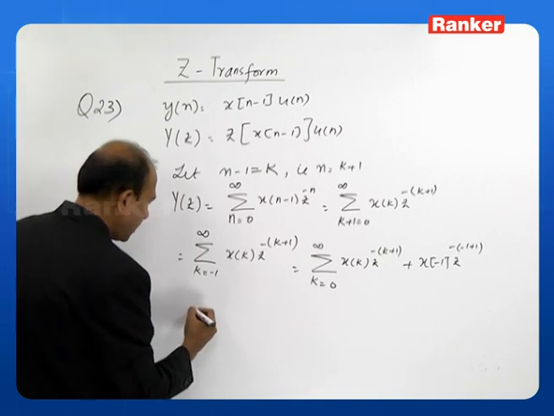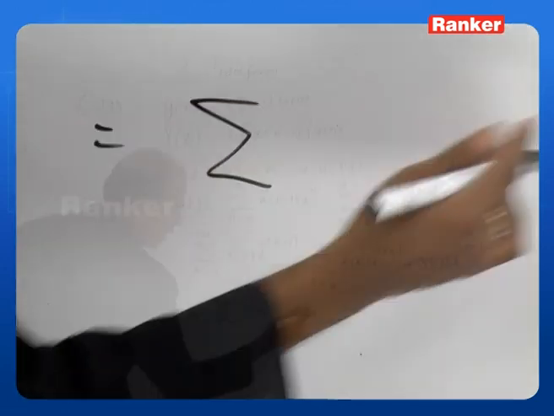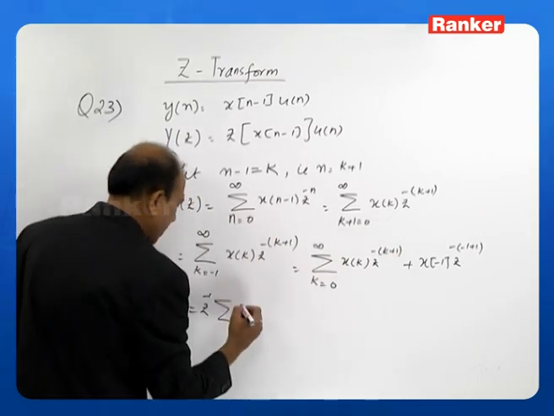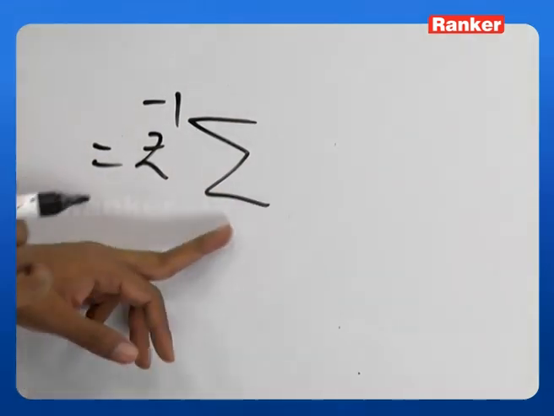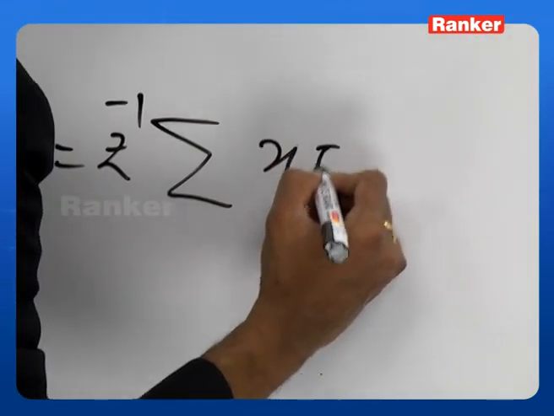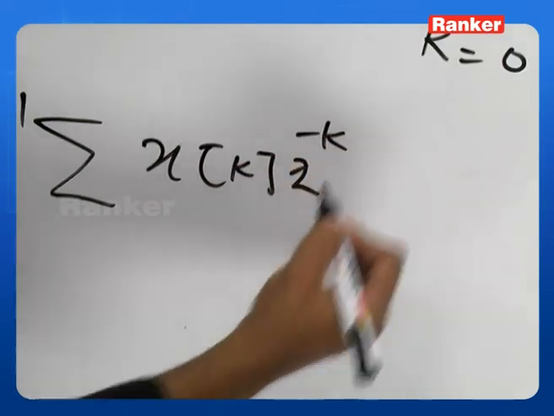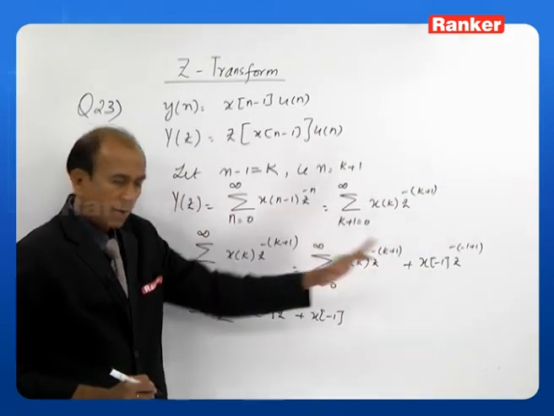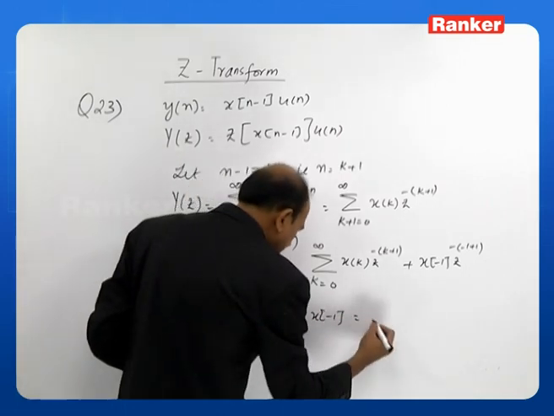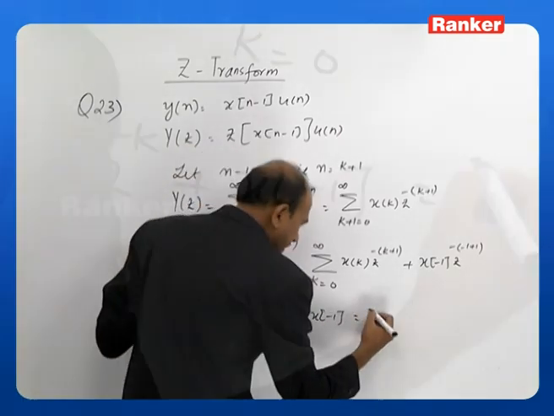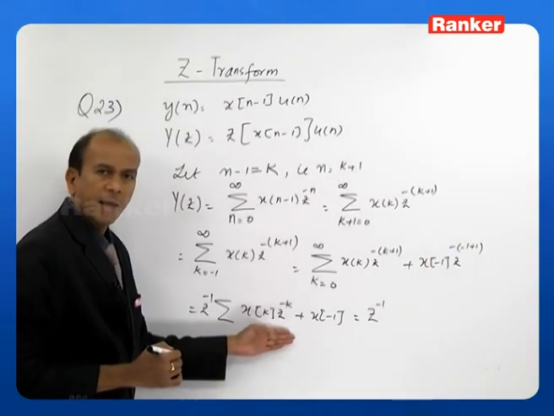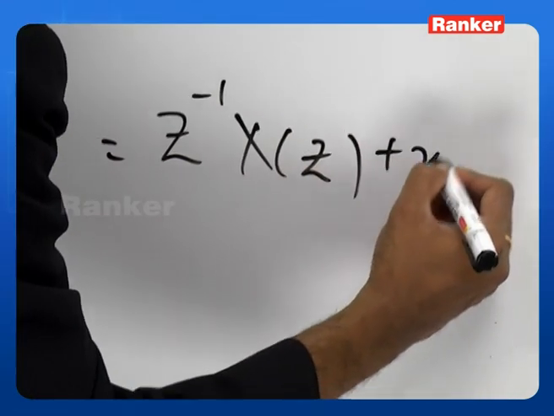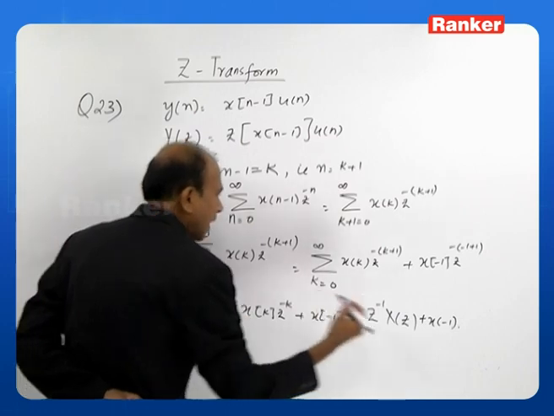Now what will be the answer here? Next step, I can write this minus k and minus 1, so z to the power of minus 1 I will bring out here, and then that will be equal to z to the power of minus 1 brought out, and then I can write this as the summation of x of k z to the power of minus k, plus x of minus 1. Now this is nothing but z inverse X of z plus x of minus 1, because this is our answer for this.